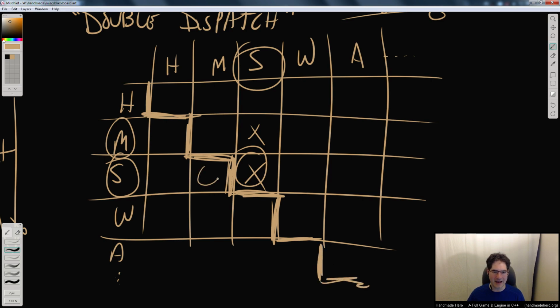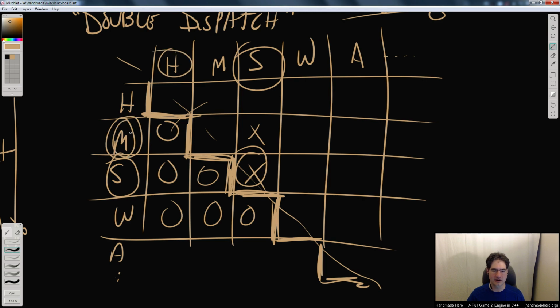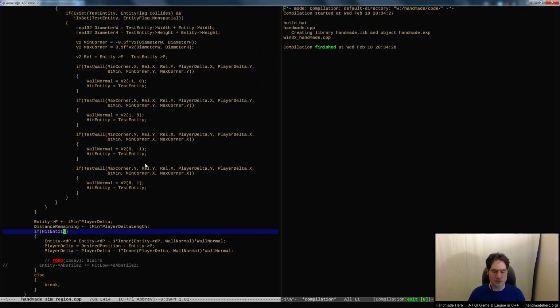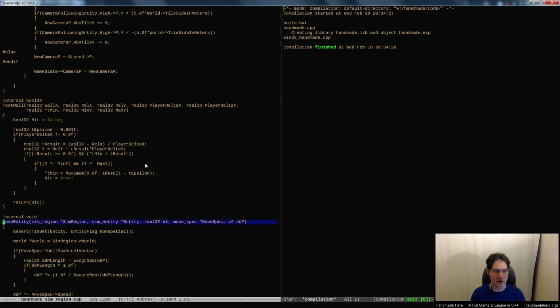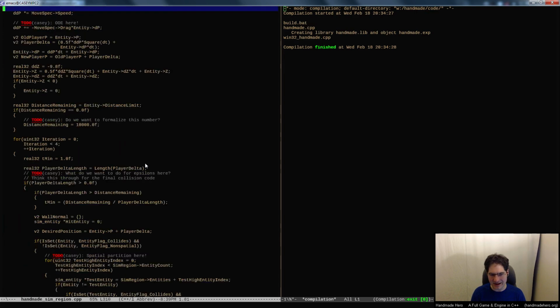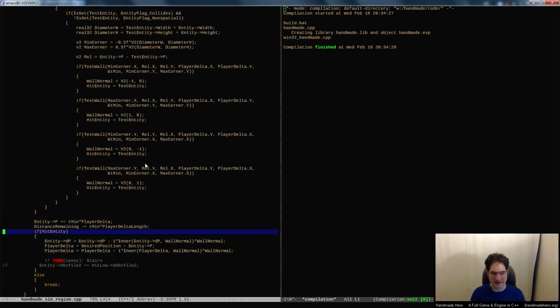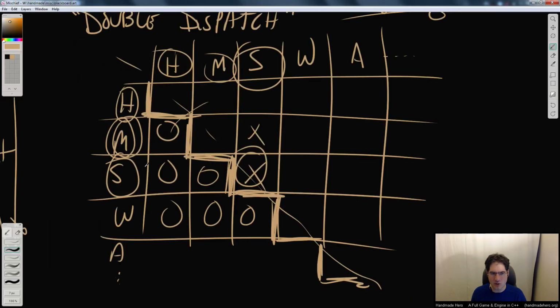All of the things that happen in these cells are actually the same as what would happen reflected along this diagonal, right? So when a hero and a monster collide, we probably wouldn't do something different than when a monster and a hero collide. Meaning, in this routine, we probably don't care which one was passed in and which one was hit, right? Like who was doing the movement, we probably don't super care most of the time. Now, that may not necessarily be true, but it's probably true.